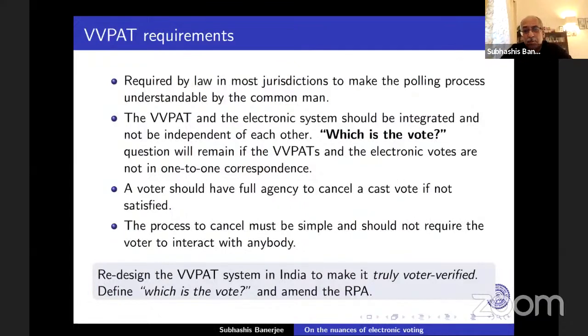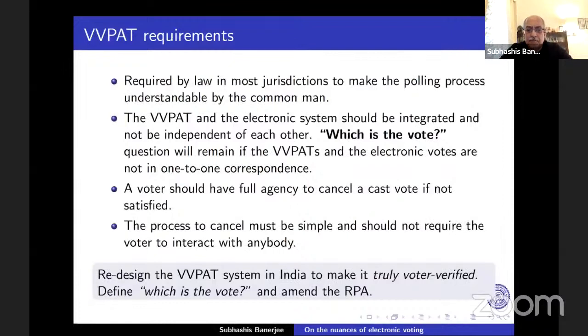The Election Commission of India behaves as if the electronic vote is the correct one, whereas common sense demands that it should be the VVPAT that is the correct definition of a vote. And most people I have talked to, or most people that deposed to the commission, thought that the VVPAT should be the correct definition of a vote.